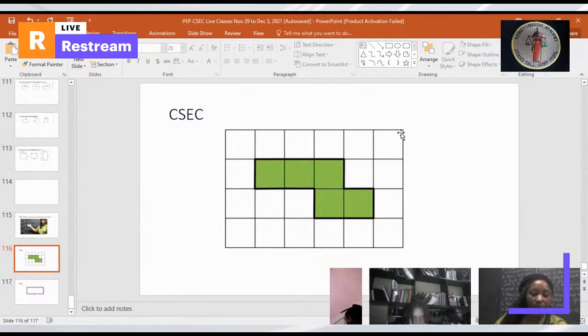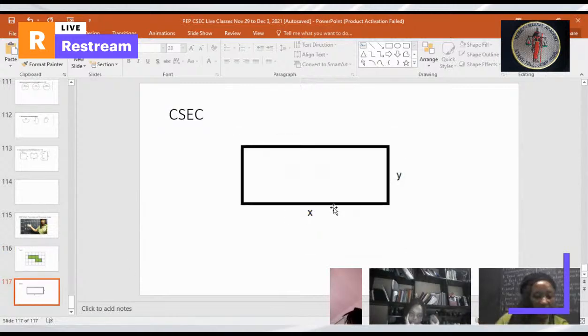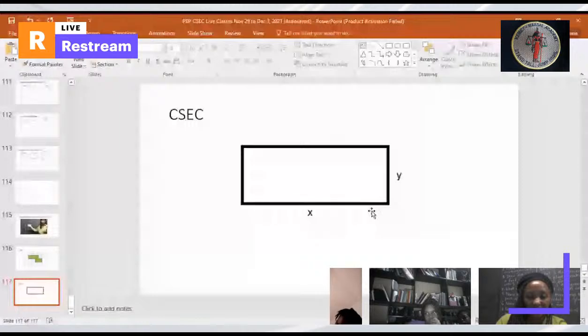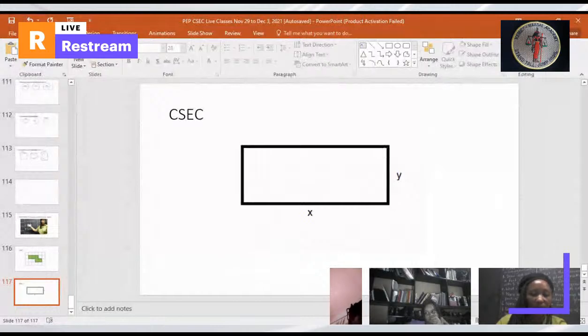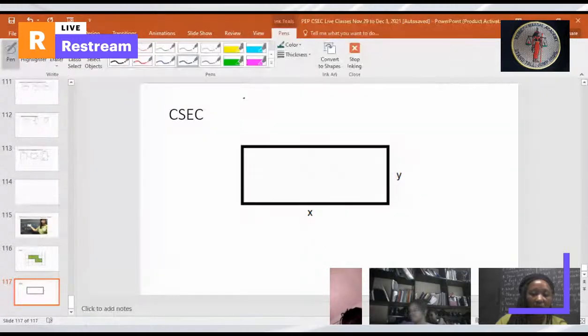All right. Now, look at this rectangle here. We're using variables to represent the sides. So we're using x to represent the length of the rectangle and y to represent the width of the rectangle. All right. So the area is equal to xy in this case, right? The area would be xy.